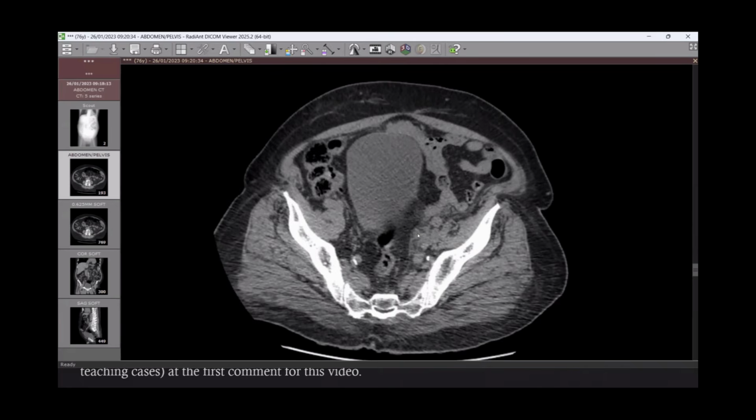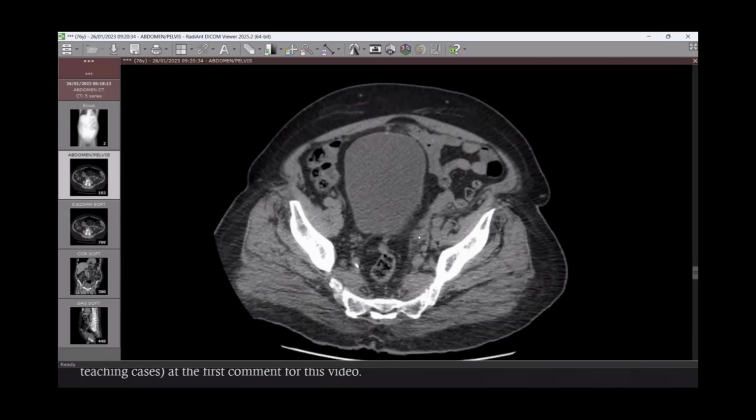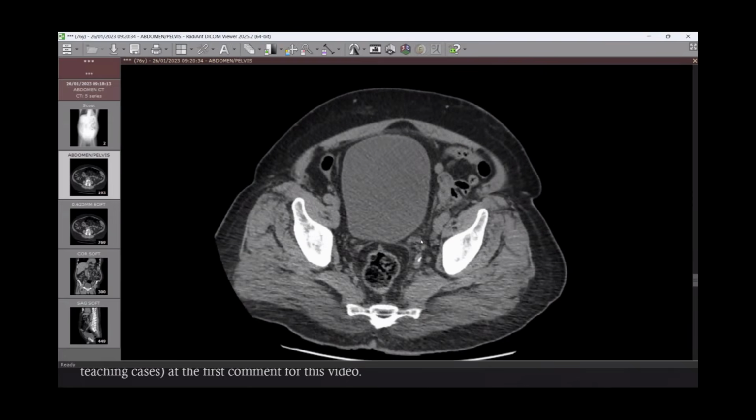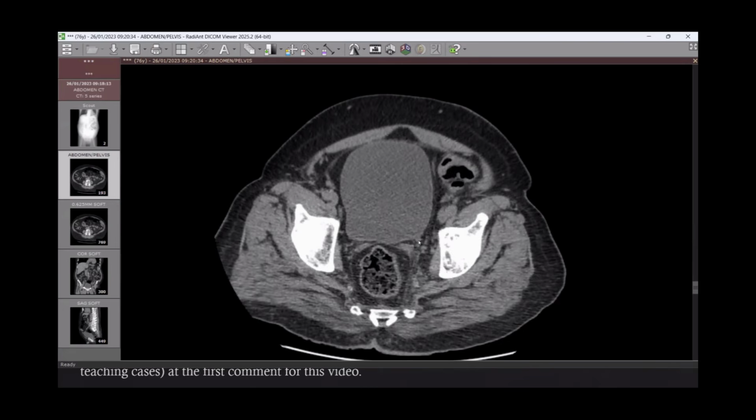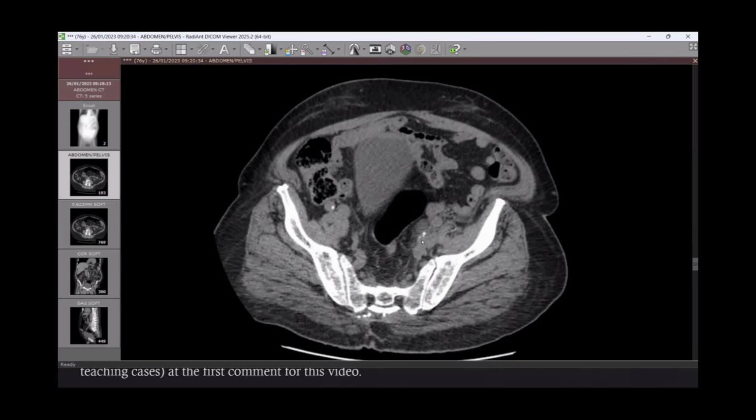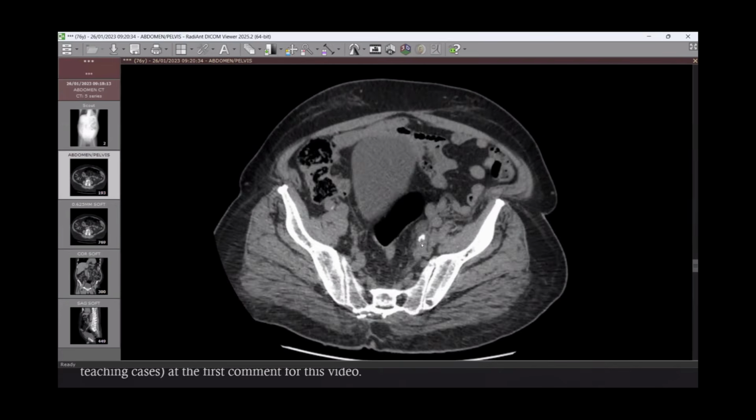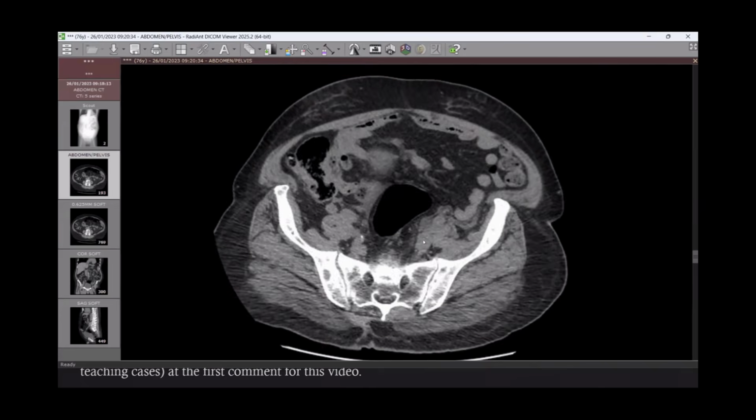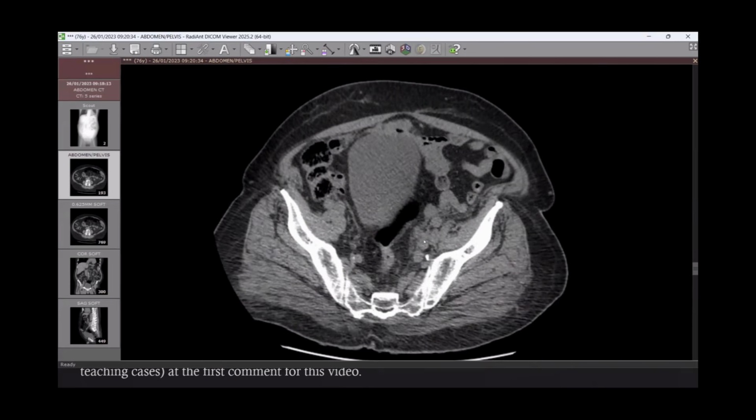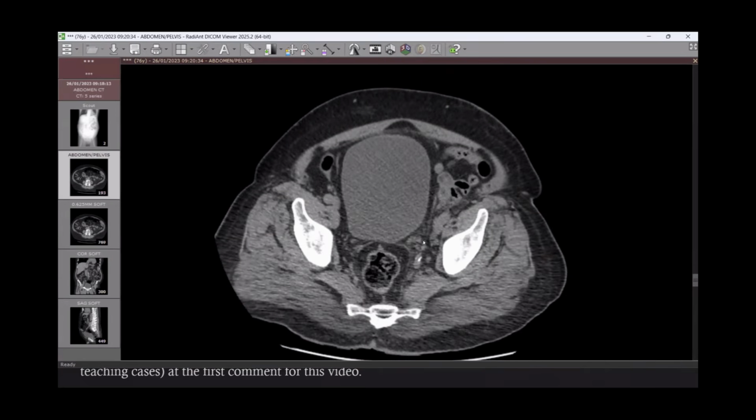As I go down, I can see some hyperdense soft tissue within the lumen. On an unenhanced study, my differentials could be a blood clot. Another possibility could be a mass lesion, such as TCC.